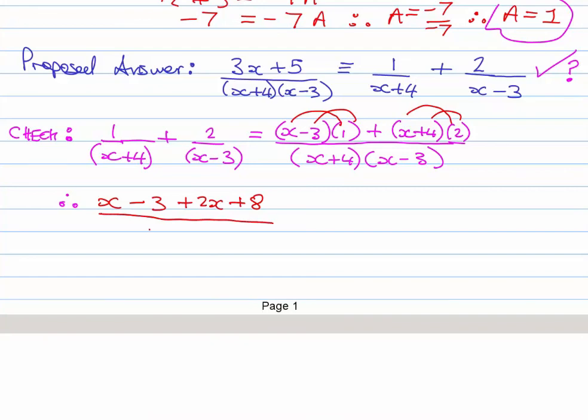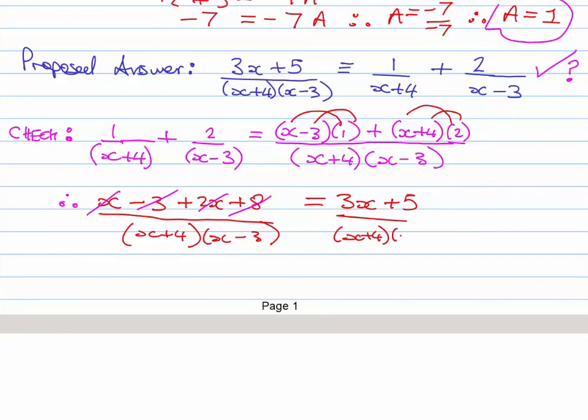And that's all sitting over x plus 4 times x minus 3. Okay, let's tidy up at the top. And what we have is 3x. Okay, if we've looked at that x term, then we've added it to that 2x, and that gets it to 3x. And then we go for the minus 3, add 8, that's going to give you plus 5 over x plus 4, x minus 3, which of course is the original question.